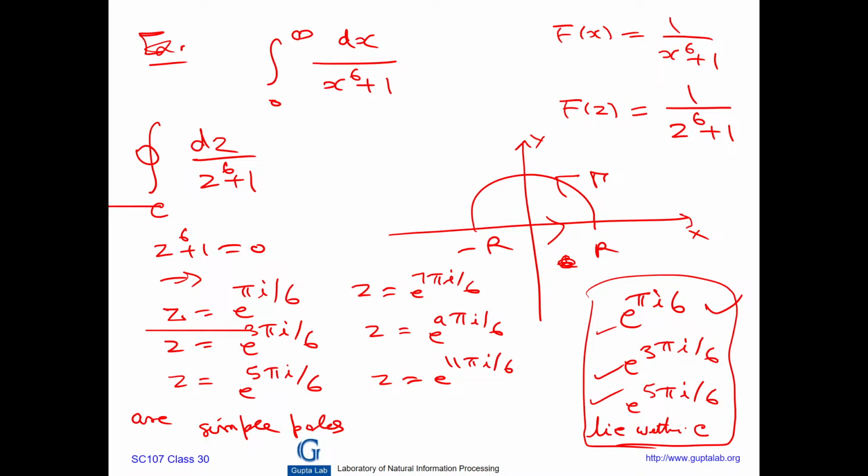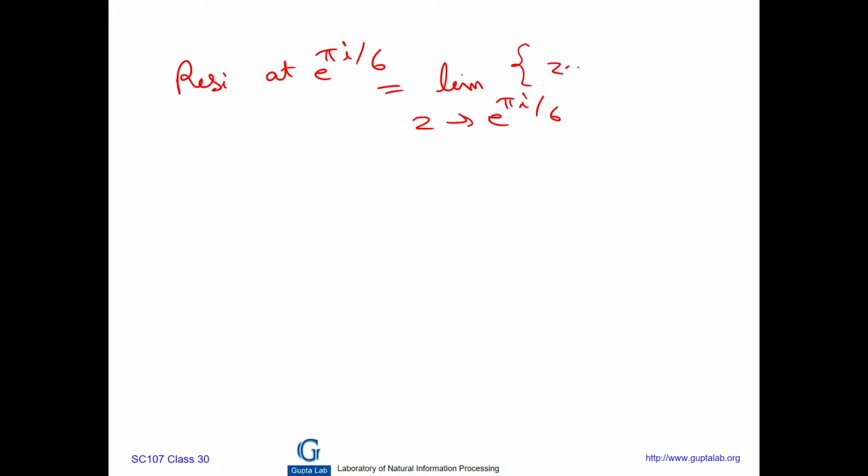Residues at these 3 points. So basically, residue at e raised to power pi i by 6 is limit z tends to e raised to power pi i by 6 of z minus e raised to power pi i by 6 into 1 over z raised to power 6 plus 1. Right, and then you can compute this value is 1 over 6 e raised to power minus 5 pi i by 6. Right.